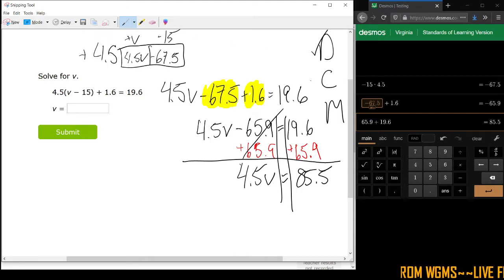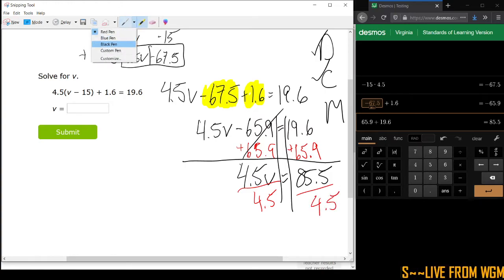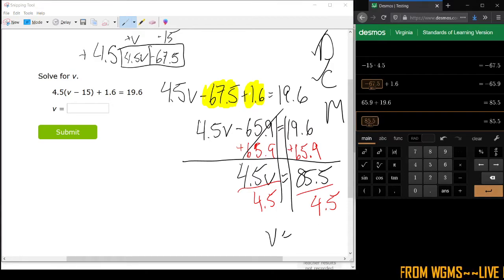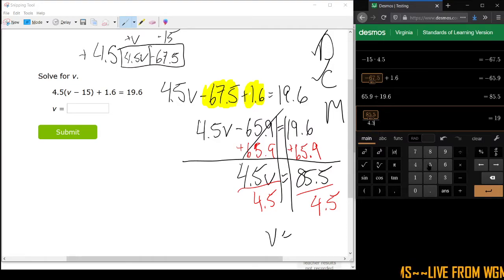Always divide by the coefficient for that last step. And so I'm going to divide both sides by 4.5 to get our answer, which we will soon find out. So v is equal to, let's find out, take that answer, divide by 4.5. So we would say this is 19.